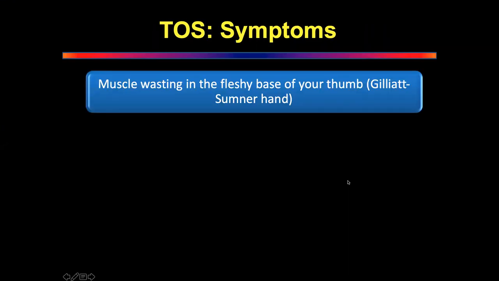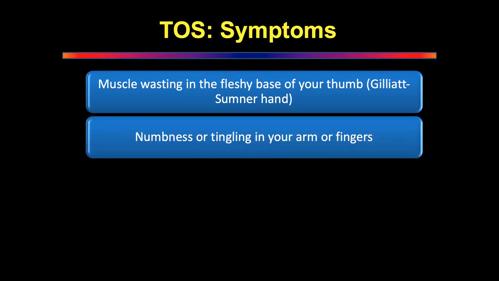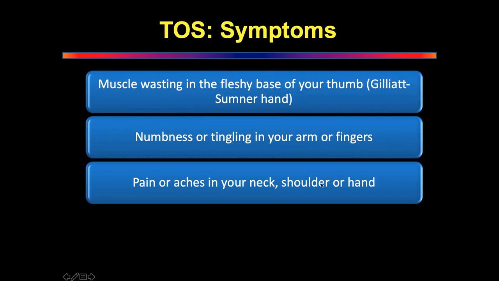Okay? So in a neurological TOS, you'll traditionally get muscle wasting in the fleshy base of your thumb, okay? And that specifically is called Gilliatt-Sumner hand, okay? You can get numbness and tingling in your arms or fingers, depending upon which part of the brachial plexus is affected, whether it's the median or the ulnar, and depending upon whichever cord of the brachial plexus is affected, you will get different distribution of the numbness and tingling in your arms.